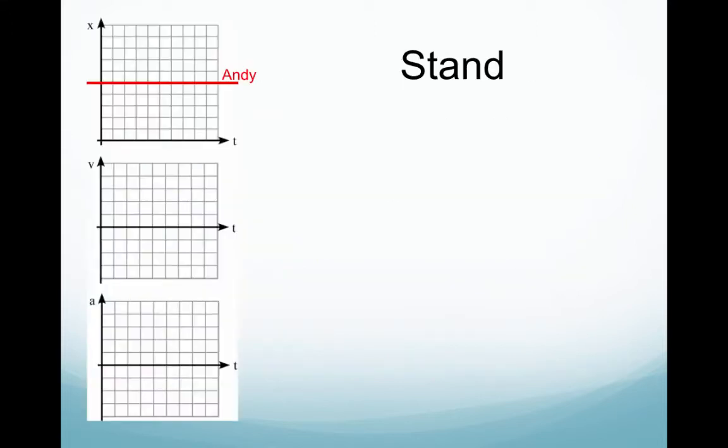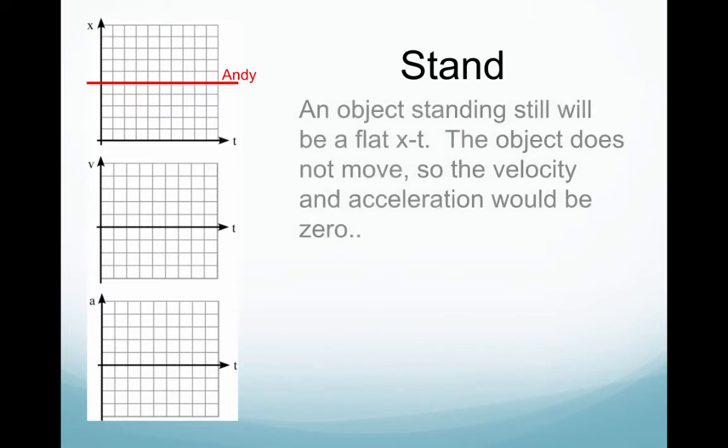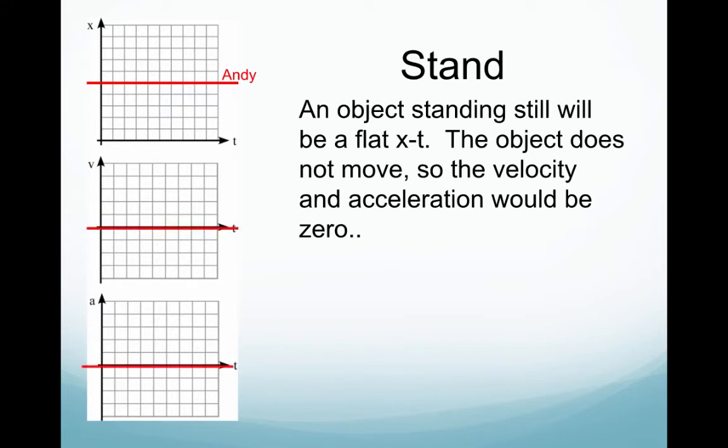So let's look at stand. This is an XT graph for stand. Andy is standing. An object standing still will be a flat XT. The object does not move, so the velocity and the acceleration would both be 0. The velocity would be 0 and the acceleration would be 0.